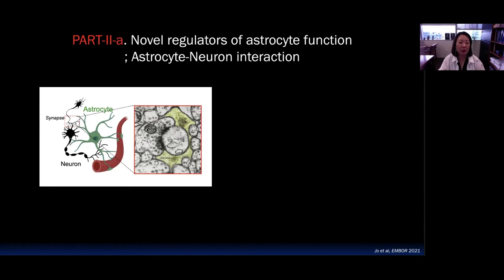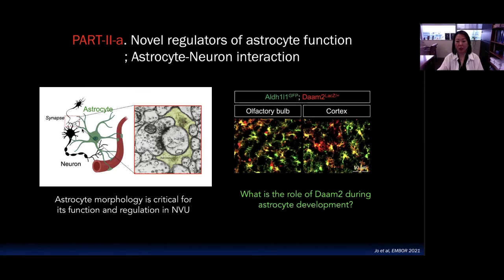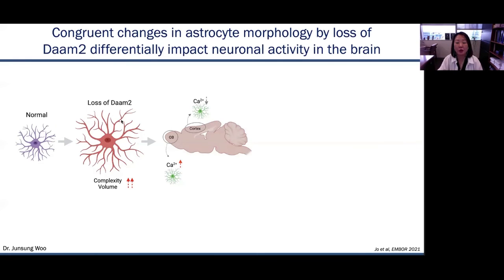So first, I will share with you the function in astrocyte with neuron interaction. First, we want to make sure that it is expressed in astrocyte. So with the reporter, we found that it is highly expressed in astrocyte throughout the development. And then we made a specific knockout in astrocyte. What we found is, if you remove it, we do have really morphologically big astrocyte.